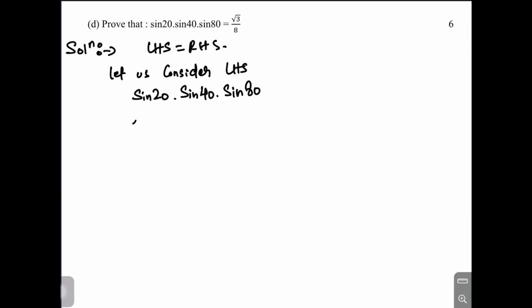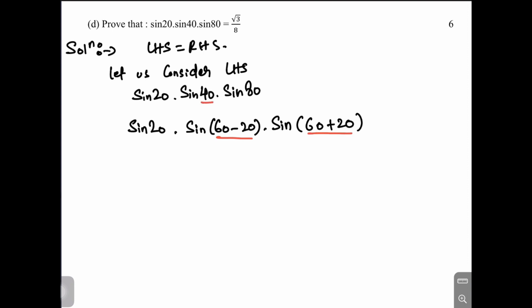So here sin 20, sin 40 can be rewritten as sin(60 minus 20), into sin 80, which also can be rewritten as sin(60 plus 20). 60 minus 20 gives 40, as well as 60 plus 20 gives 80 here. So sin 40 can be rewritten as sin(60 minus 20), and sin 80 can be rewritten as sin(60 plus 20).